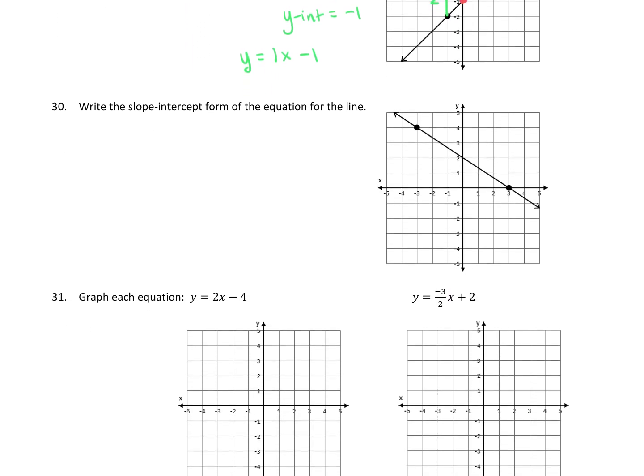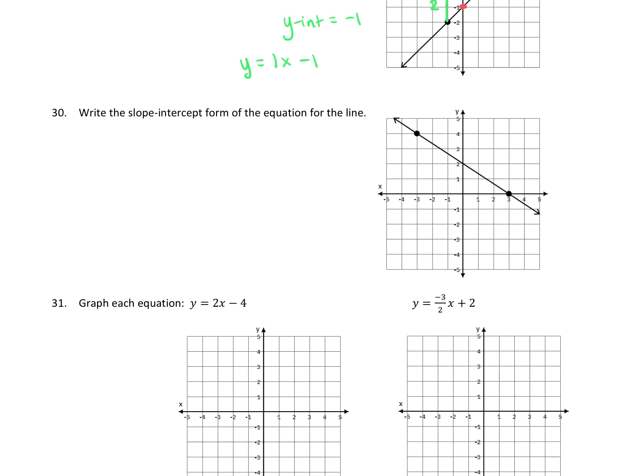All right, so now we're going to write slope-intercept form without matching it up to an answer key, a multiple choice option. So y equals mx plus b is slope-intercept form. Let's look at our graph and identify the slope first.